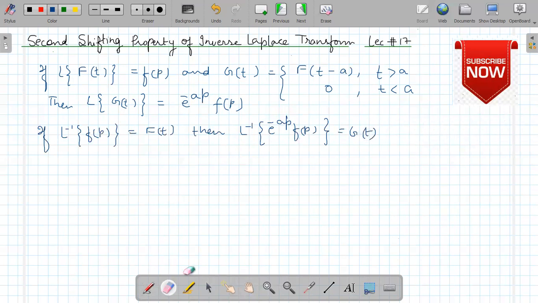Means if we are given the function which is multiplied by exponential function, then its Laplace inverse is equal to g(t), where g(t) is a function which is obtained by f(t), which is the Laplace inverse of f(p), by replacing t by t minus a when we have negative sign here. So we write g(t) like this.